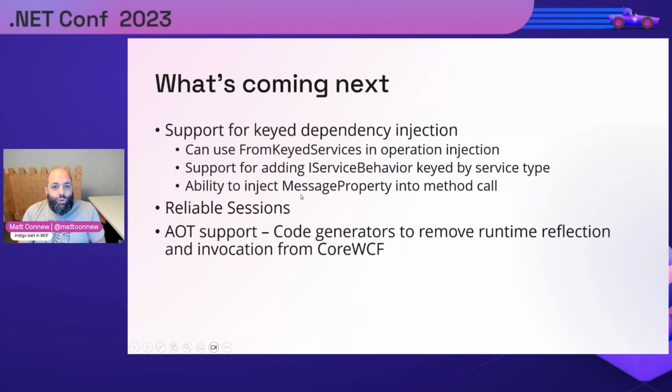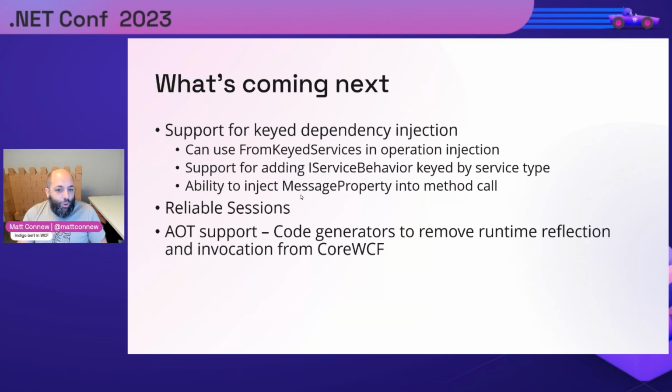Okay, so what's coming next in CoreWCF? We're very excited about the new keyed dependency injection. We've got a few places we're going to use it. We're going to support adding FromKeyedServices in the operation injection. We're going to add support for IServiceBehavior keyed by the service type. So what you do is you'll add your IServiceBehavior of your concrete type, and the key will be typeof your service type. And that way, CoreWCF is going to go and request all the IServiceBehaviors registered against that key.